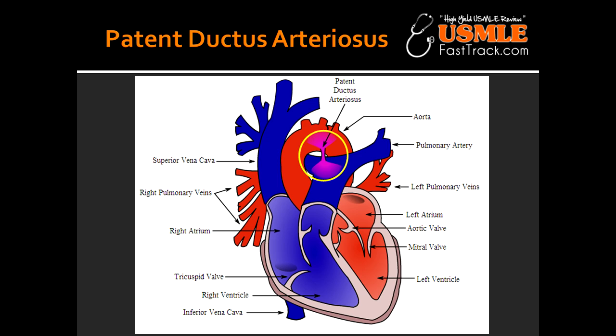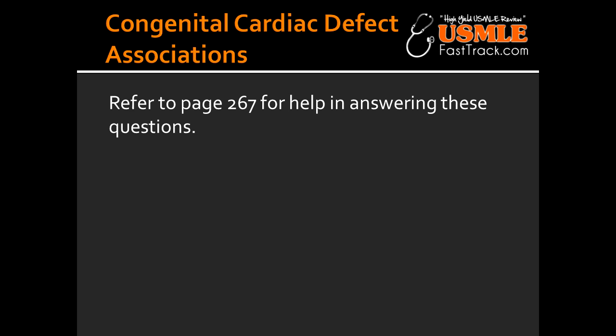What NSAID can help you close the patent ductus arteriosus? The drug that can help you close the PDA is indomethacin. A note about patent ductus arteriosus is that PDA is normal in utero but normally closes after birth. What happens if a PDA is not corrected? Uncorrected PDA can eventually result in late cyanosis in the lower extremities.